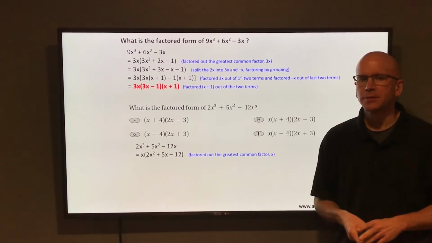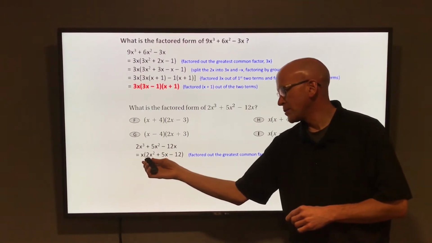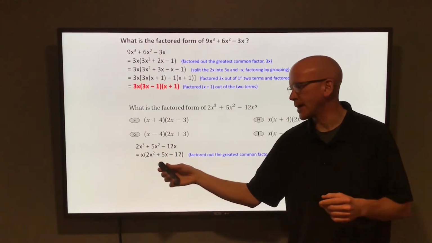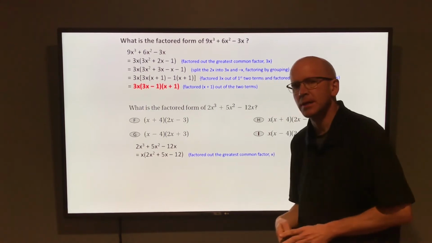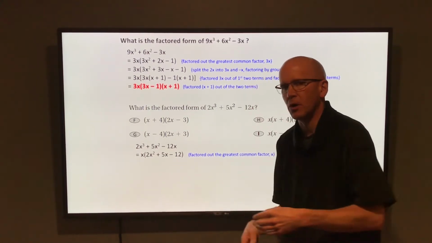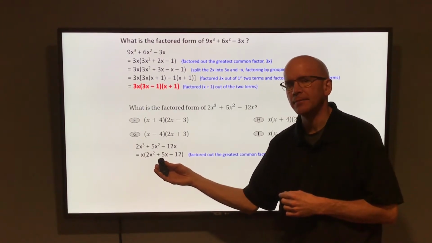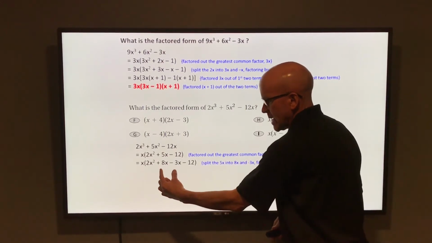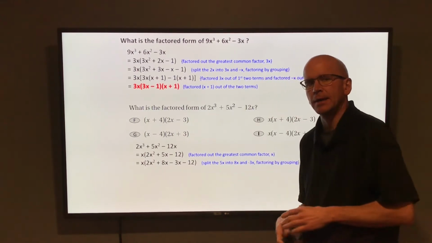Check that set of parentheses, see if that'll factor into two binomials. We have a 2 out in front of the x squared, so you have to do factoring by grouping if this is going to factor. Factoring by grouping, we're going to split this 5x into two terms. Their coefficients will multiply to get what 2 times negative 12 is, so they multiply to get negative 24, and they add to get that middle coefficient of 5. So two numbers that multiply to get negative 24 and add to get 5 would be 8 and negative 3. So you're going to split that 5x into 8x and negative 3x.